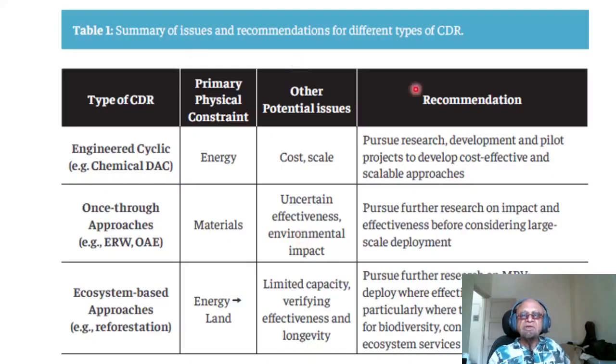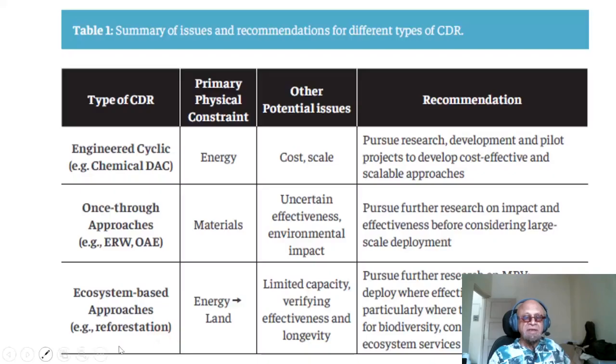Summary of issues and recommendations then for different types of CDR. We are looking at types of CDR, primary physical constraints, other potential issues and recommendations. So let's just read these. Engineered cyclic, such as chemical DAC: energy requirements, cost and scale are issues. We need to pursue research, development and pilot projects to develop cost-effective and scalable approaches. Once-through approaches like enhanced rock weathering and ocean alkalinity enhancements need materials and they are uncertain in terms of their effectiveness and environmental impacts, unintended consequences. Recommendation is to pursue further research on impact and effectiveness before considering large-scale deployment.